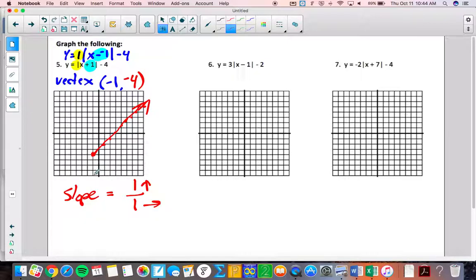Then, for the left arm, we're going to do the opposite slope. So this is the right arm. This is the way it'll always work. You do it as the slope says right there. But for the left, you do the opposite. So instead of being a positive 1, it is a negative 1 slope. Now you can write that over 1, so you go down 1, right 1 from the vertex.